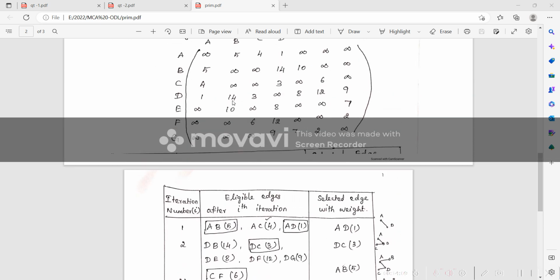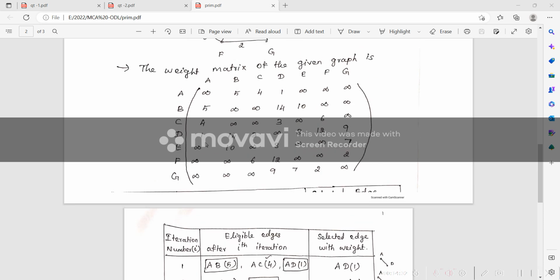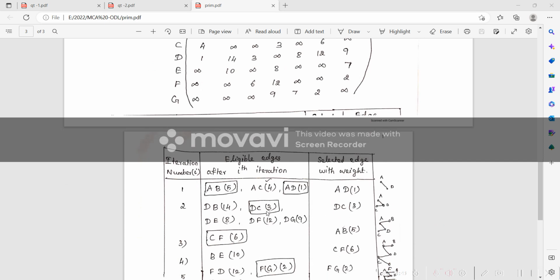So totally we have 1, 2, 3, 4, 5, 6. In that this one is already selected, between A to D. That is already selected, isn't it? So don't repeat that one. So remaining things we have to write. So D to B 14, D to C 3, D to E 8, D to F 12, D to G 9. Okay, so all those things are mentioned here.